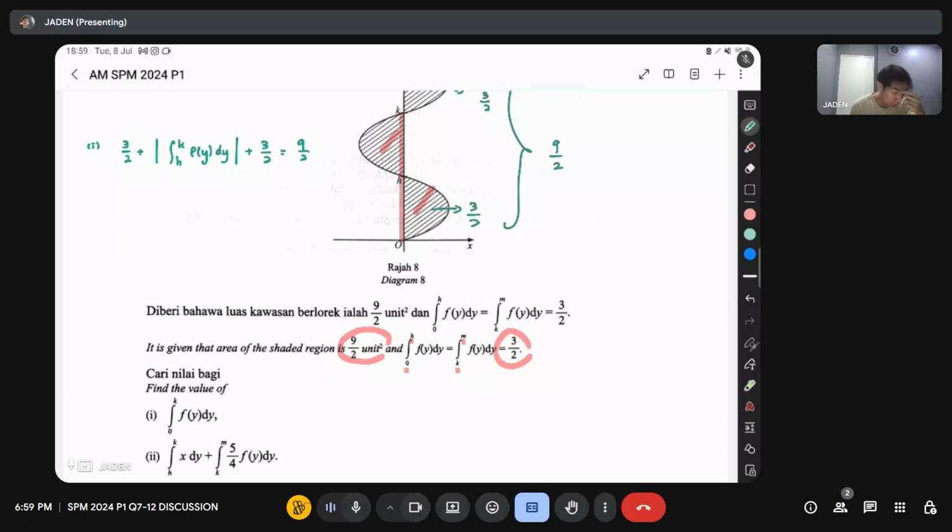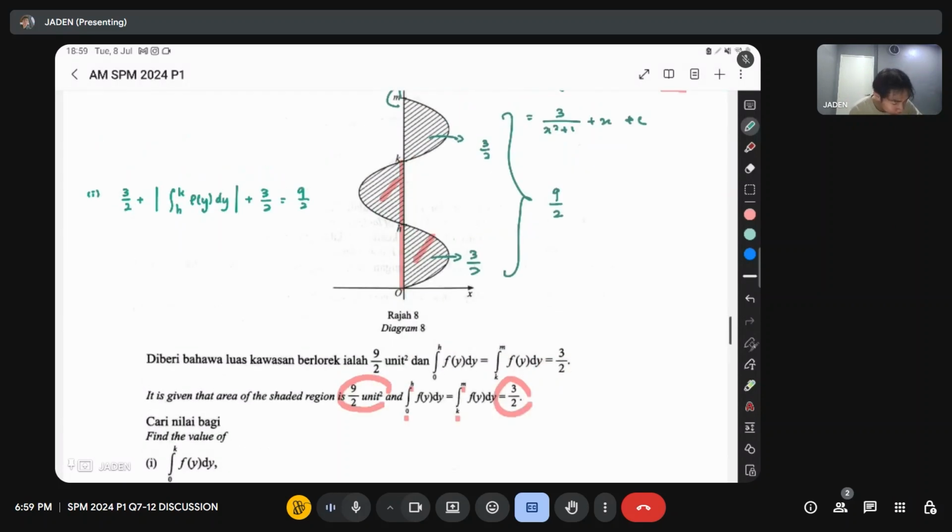So over here, why do I have to put modulus? Because for dy, if the region is on your left hand side, this is considered a negative zone. This is a positive zone. I repeat that again. For dy, left is negative, right is positive.